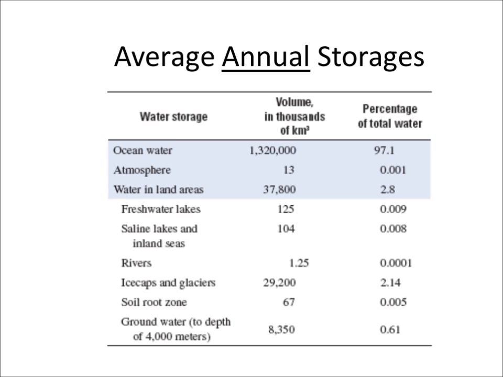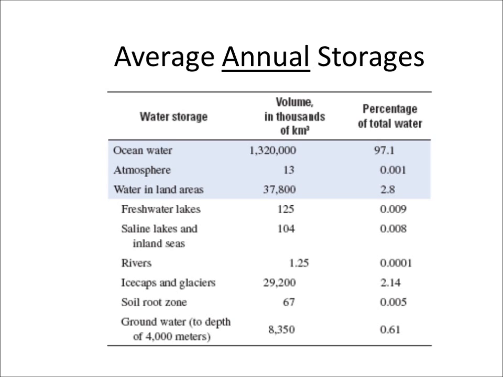Average annual storages vary according to the particular reservoir. So if we start to divide the reservoirs into smaller pieces, the volume of water in the oceans is about 1.3 million kilometers cubed, which makes up about 97% of the total water on the surface of the earth. The atmosphere has approximately 13,000 kilometers cubed, and that makes up about 0.001% of the total water on the surface of the earth.